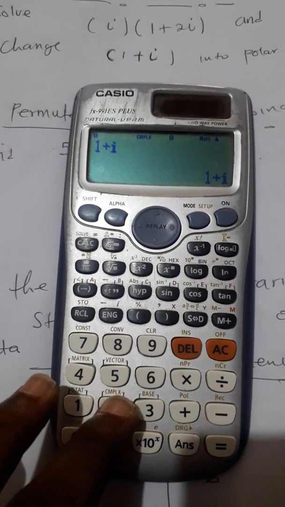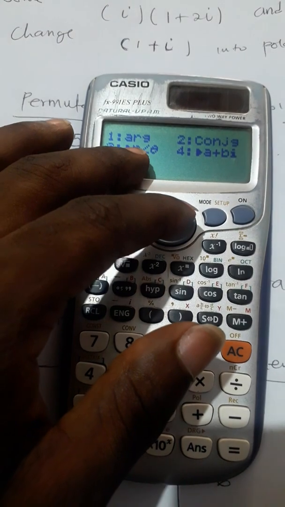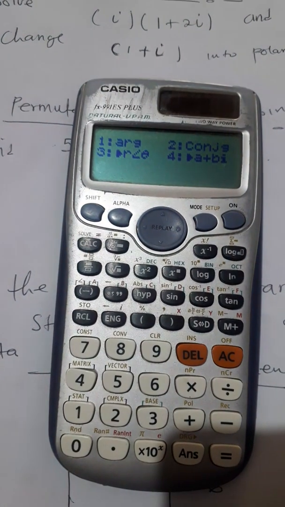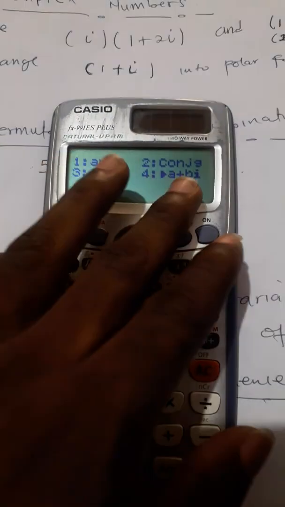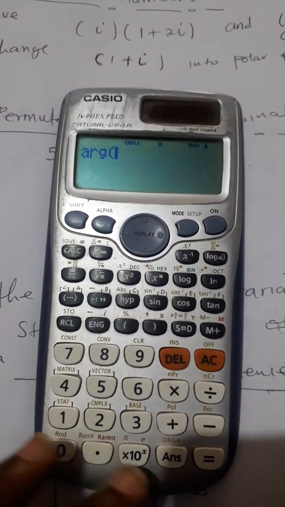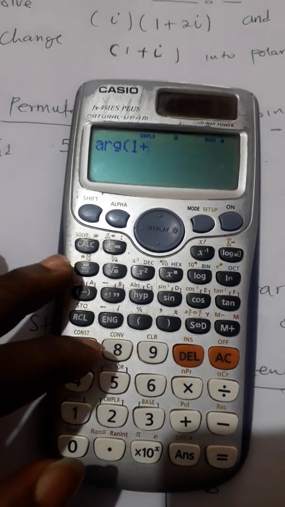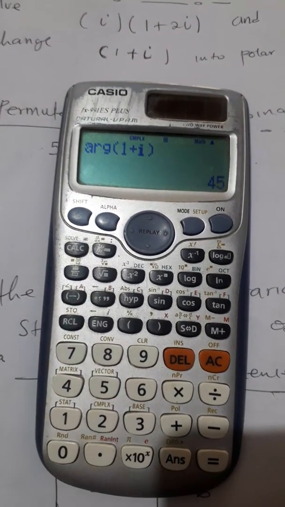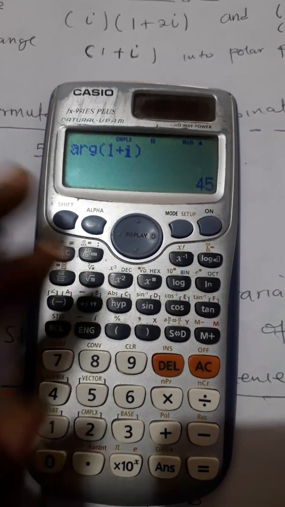I press shift plus 2, and this will give me an option. Do I want to calculate for its argument, its modulus or its length, and the conjugate of it? So let's say if I want the argument, I press 1. Argument of 1 plus i, and it gives me 45, which in polar form is pi on 4. So that is it.